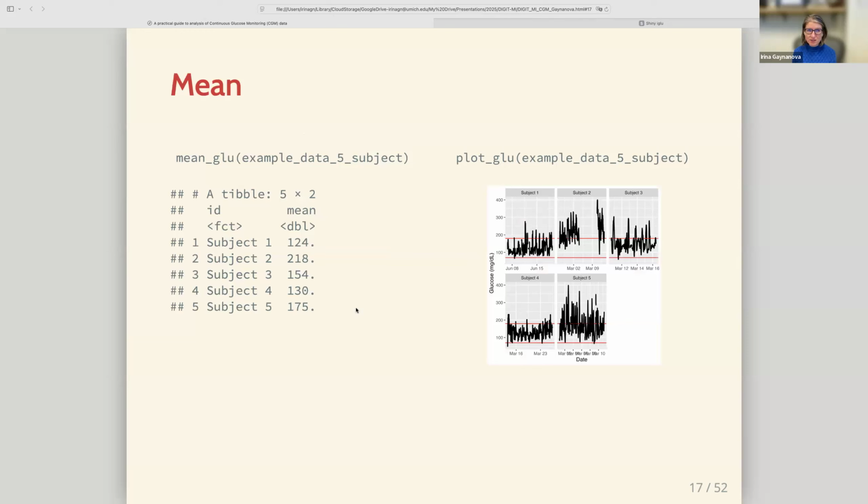The mean glucose is the simplest. This is just taking the average glucose over all the period that is available. Here I'm illustrating it side by side with the data, so you have an idea. Subject 2 seems to run the highest, with a mean of 218 milligrams per deciliter. Subject 1 seems to be the lowest, close to subject 4, with means of 124 and 130 milligrams per deciliter respectively. All right.